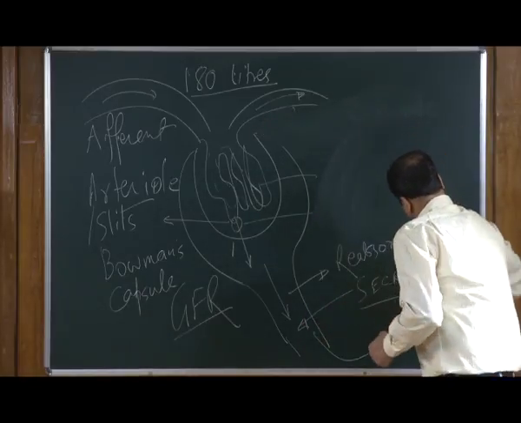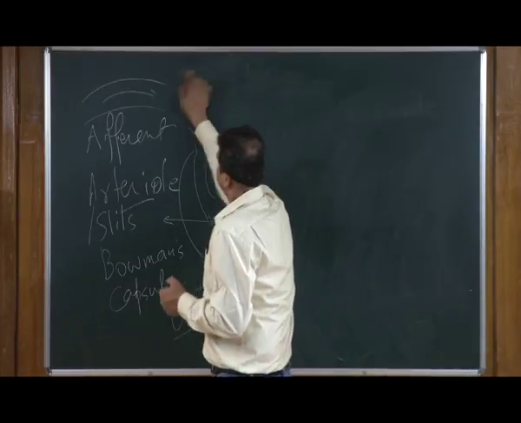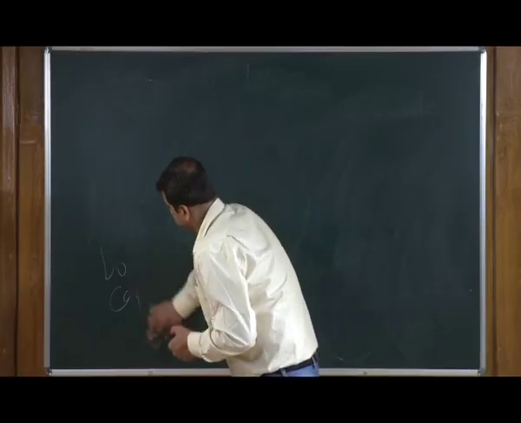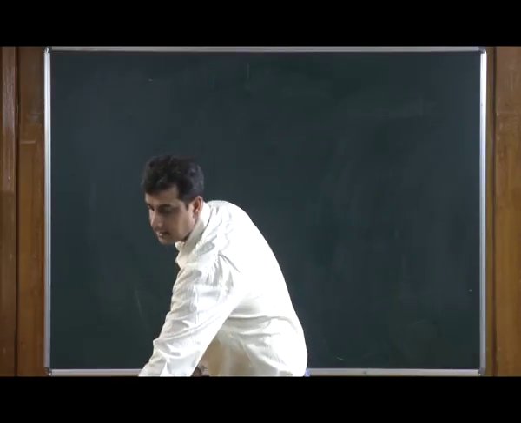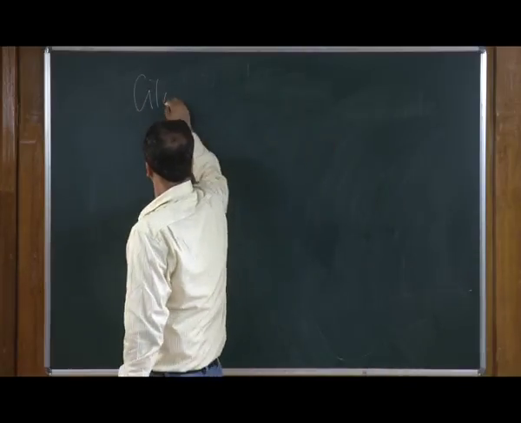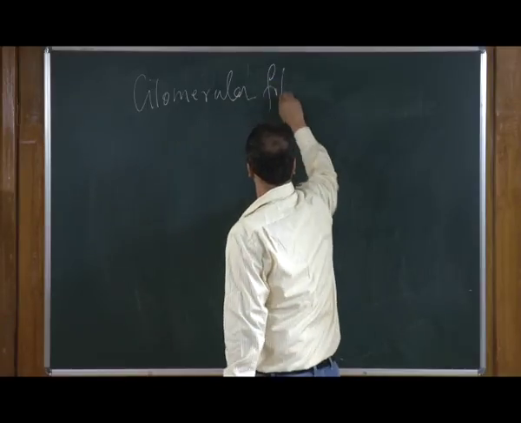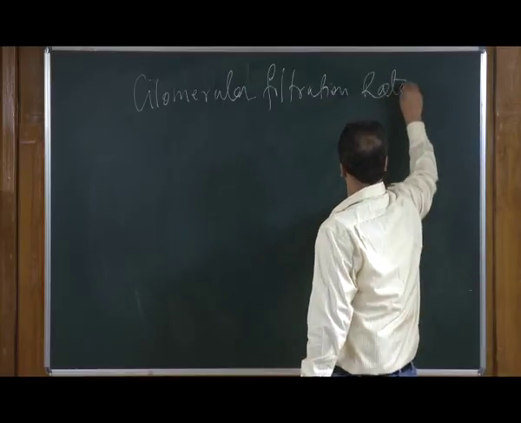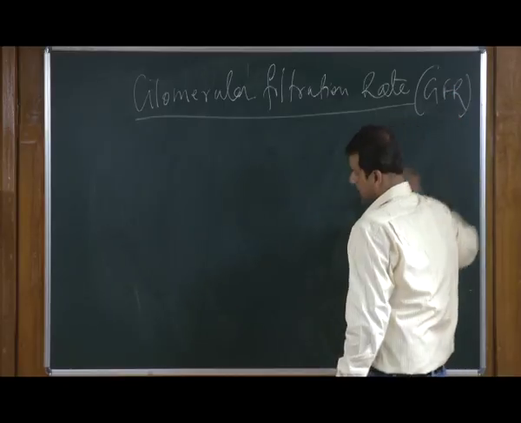We will now discuss one very important process, filtration, and then we will see how this filtrate is getting reabsorbed and getting some secretion from the other side. So what we are discussing is glomerular filtration rate. In short, it is called GFR.